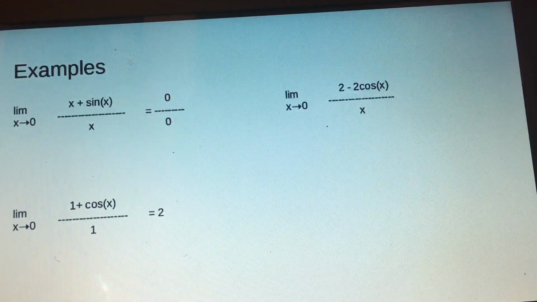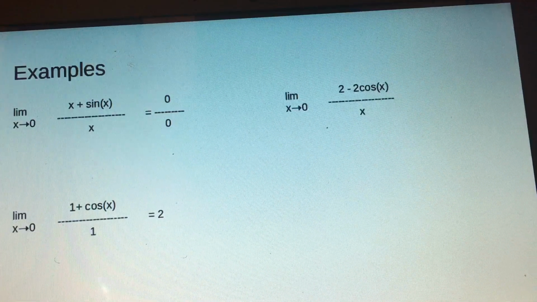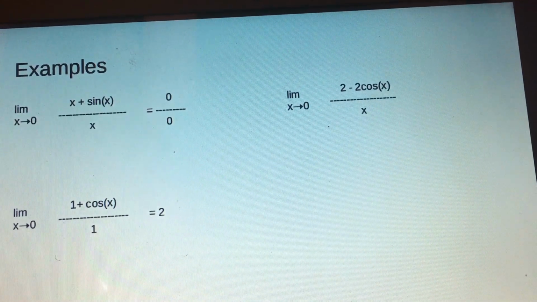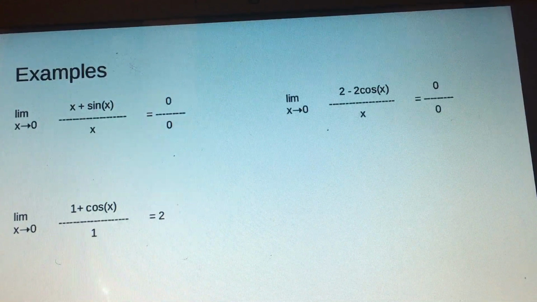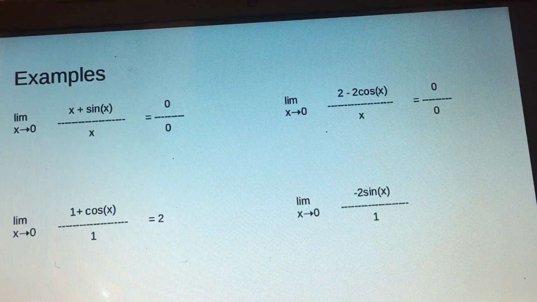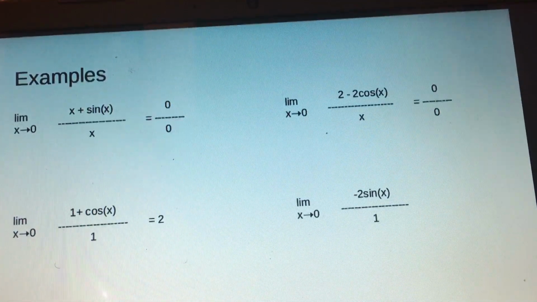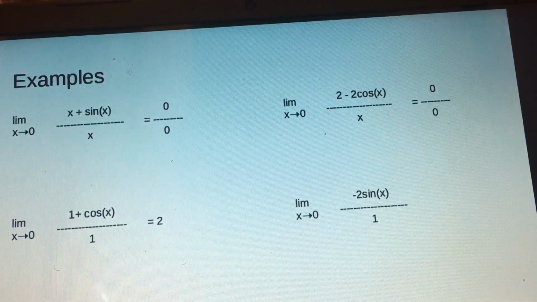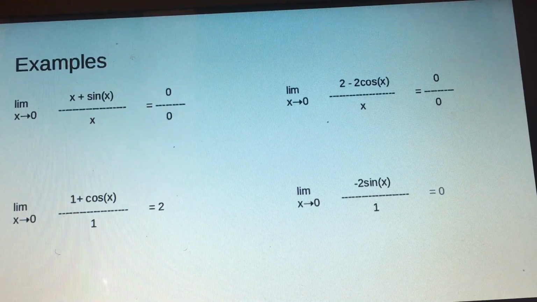On the right, we have the limit as x approaches 0 of 2 minus 2 cosine of x, all over x. And if we evaluate the limit as is, we are given the indeterminate form of 0 over 0. Using L'Hopital's rule, we can evaluate this, giving us the limit as x approaches 0 of negative 2 sine x over 1, which is equal to 0.